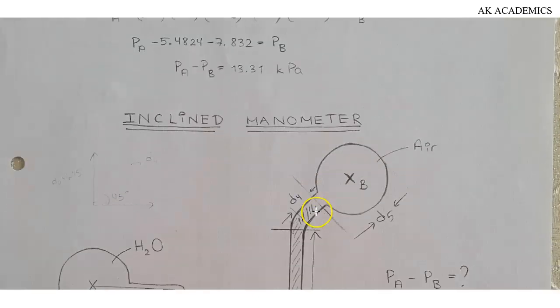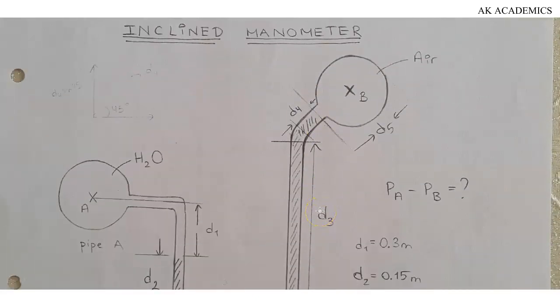What happens in the cases where we have inclined manometers? When the manometers are not just on 180 degrees or 90 degrees. What happens when we have an inclined manometer? Okay, let's try to deal with cases like this.